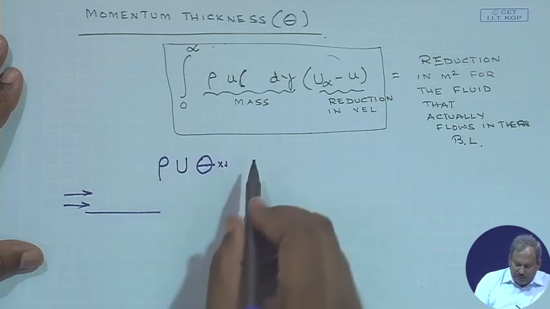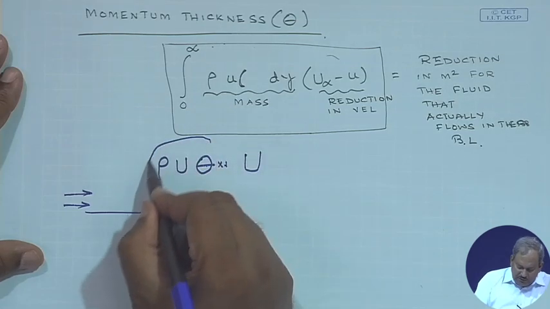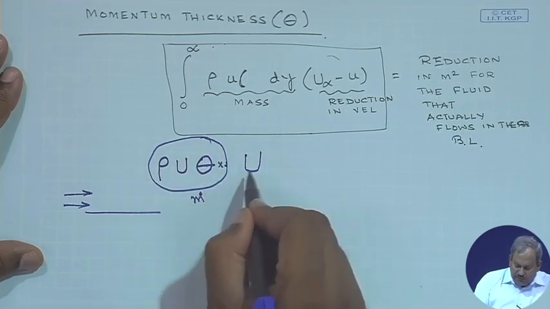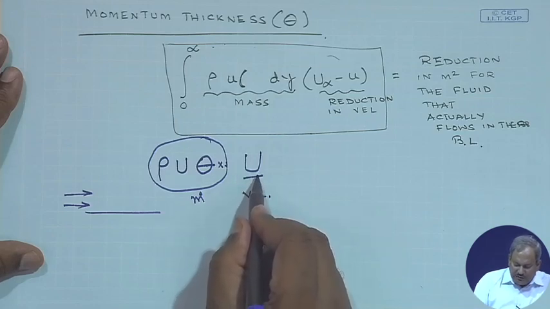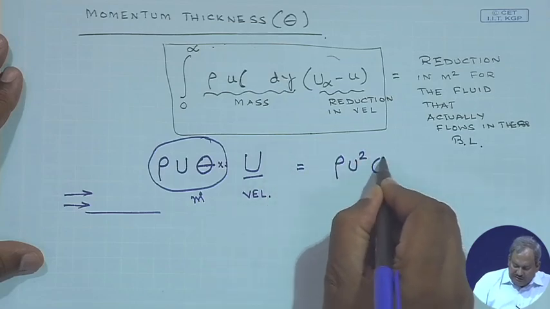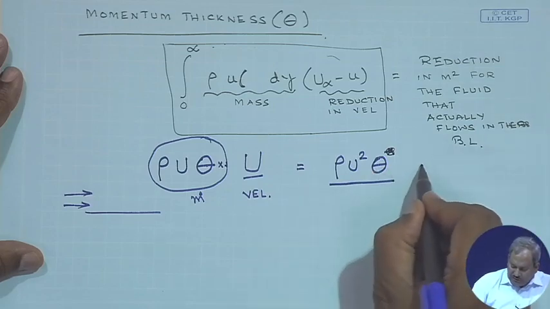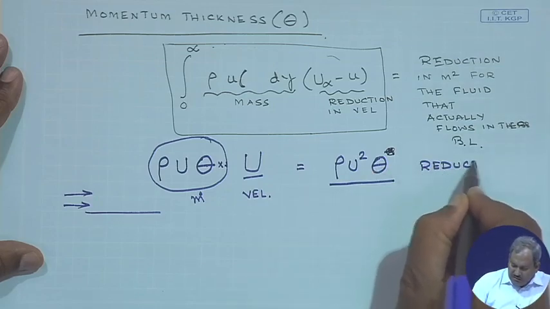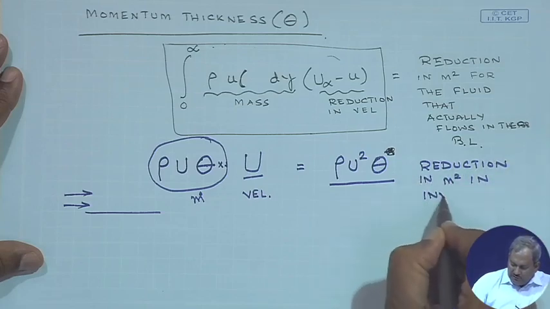What is the momentum associated with it? Another u. So, this is the mass flow rate and this is the velocity that would have existed in an inviscid flow. So, the inviscid flow reduction in momentum, since I have raised the platform by a distance theta, is this. So, this is the reduction in momentum in inviscid flow.